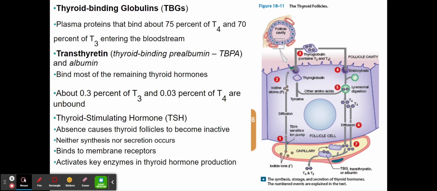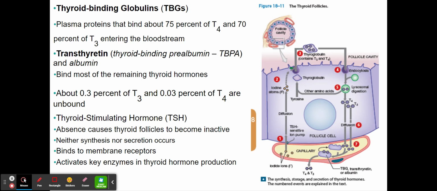In the first step, iodide ions are absorbed from the diet by the digestive tract, and the bloodstream delivers them to the thyroid gland. TSH-sensitive carrier proteins in the basement membrane of the follicle cells actively transport iodide ions, so I negative, into the cytoplasm. Normally, the follicle cells maintain intracellular concentrations of iodide that are many times higher than those in the extracellular fluid.